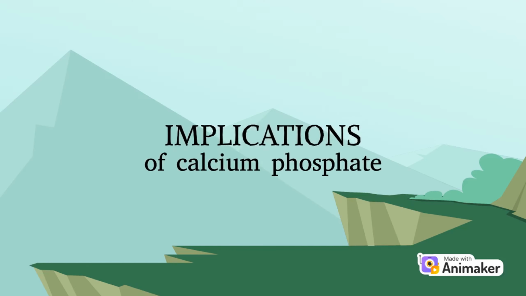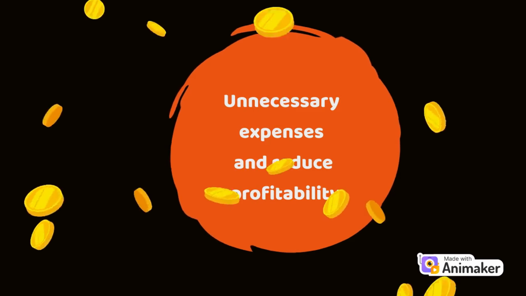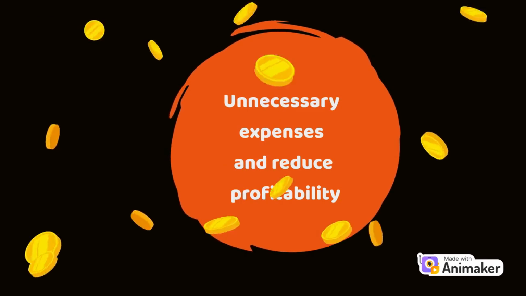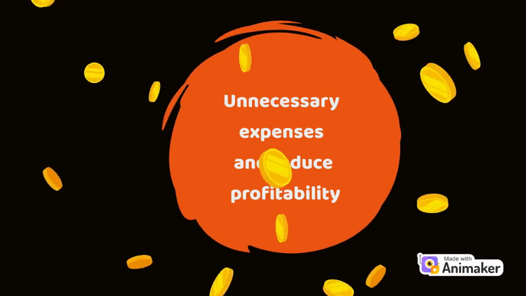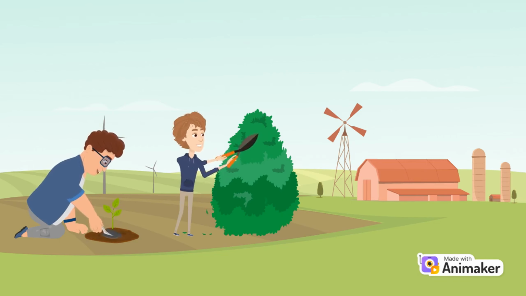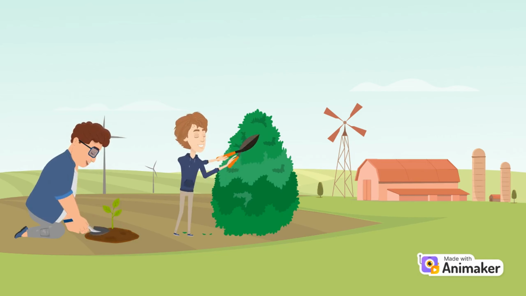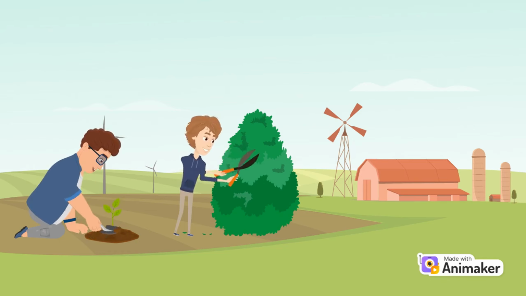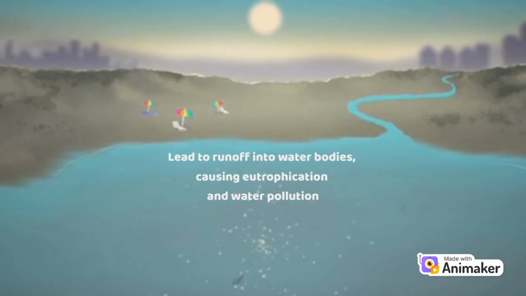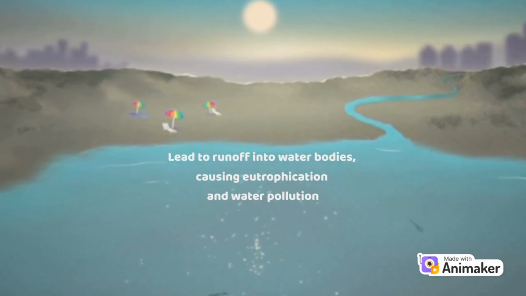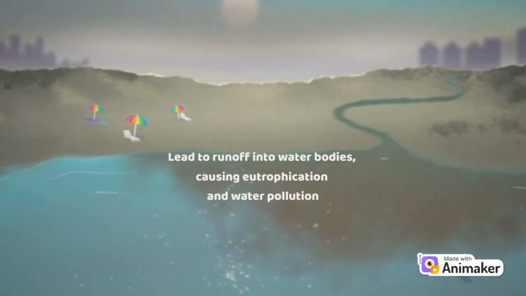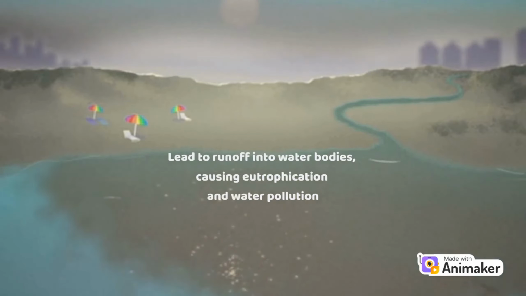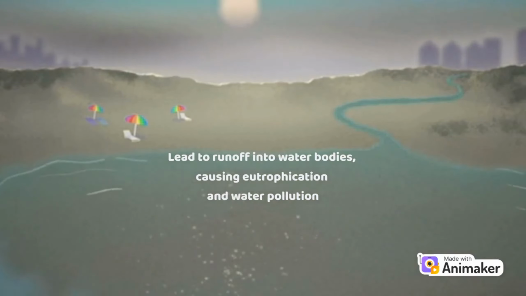Next, let's see the implications of calcium phosphate. Overuse of fertilizers can lead to increased production costs for farmers. Not only does excess fertilizer contribute to environmental problems, but it also represents a waste of resources for farmers who may be spending more on inputs than necessary. Overuse of fertilizers can also lead to runoff from fields, which can contribute to water pollution. Phosphorus, in particular, is a concern as it can lead to eutrophication when it enters water bodies.